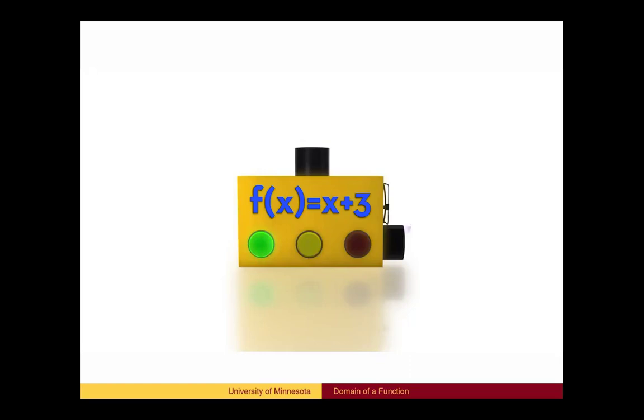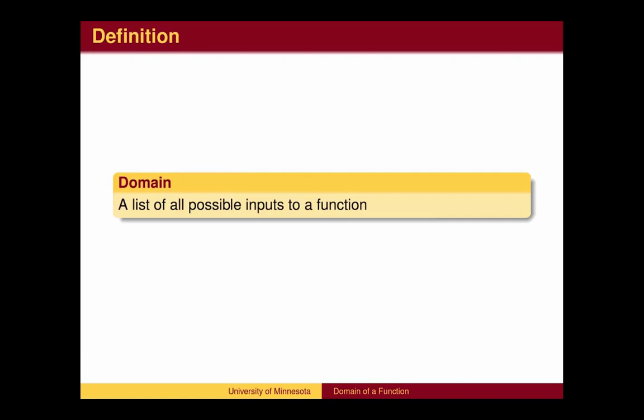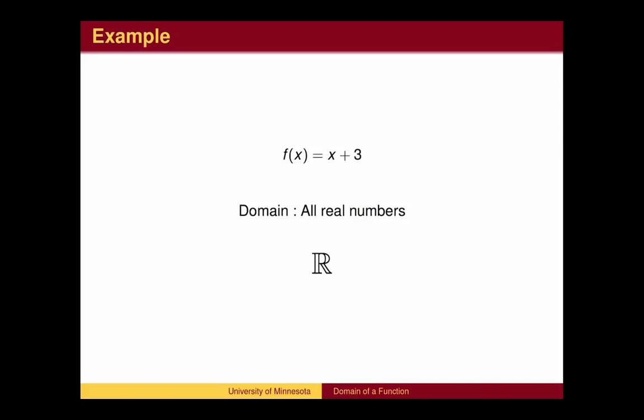to the function. For example, for the function f of x equals x plus 3, the function which adds 3 to a number, we can use any value for x. The list of all possible inputs to a function is called the domain of the function. For the function f of x equals x plus 3, the domain is all real numbers. In textbooks, a boldface R is used to denote all real numbers. To draw one by hand, draw a double vertical line at the left to begin.